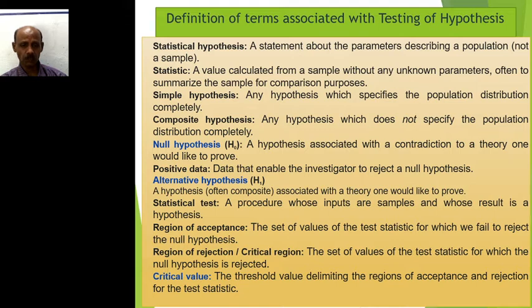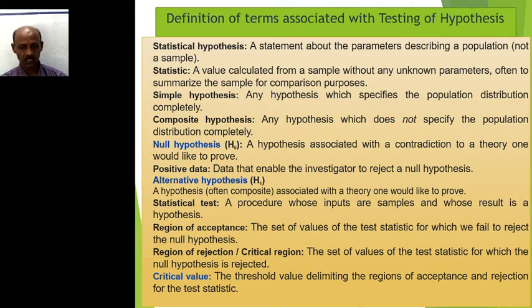The next one is positive data. Data that enables the investigator to reject a null hypothesis. The next one is alternative hypothesis, which is shown as H1 or HA also. A hypothesis, often composite, associated with a theory one would like to prove is called the alternate hypothesis, which is opposite to the null hypothesis. Next one is statistical test. A procedure whose inputs are samples and whose result is a hypothesis.